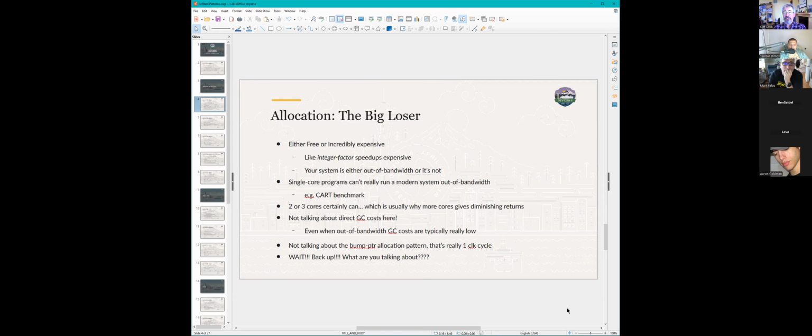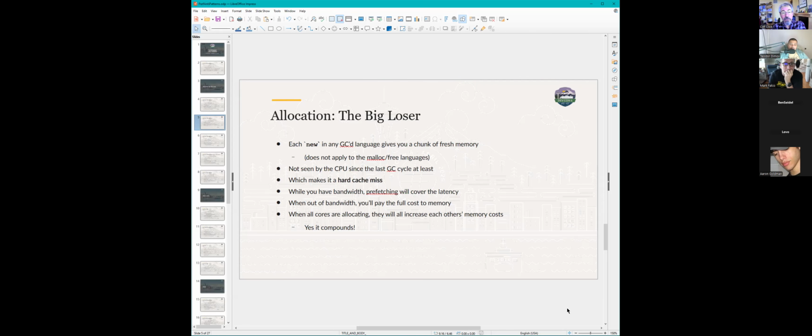And so when I talk about allocation costs, I'm not talking about direct GC costs. Even when you're out of bandwidth, your direct GC costs might be really low. You can have furiously repeating young gen allocations of low milliseconds or high micros and be out of memory bandwidth. And I'm not talking about the bulk pointer allocation. That's one clock cycle pretty much always. So, what the hell am I talking about?